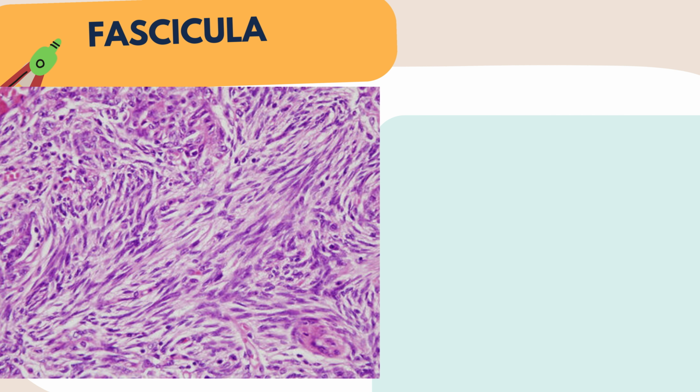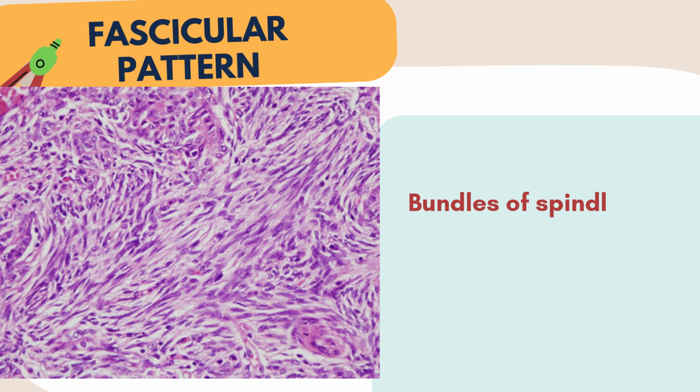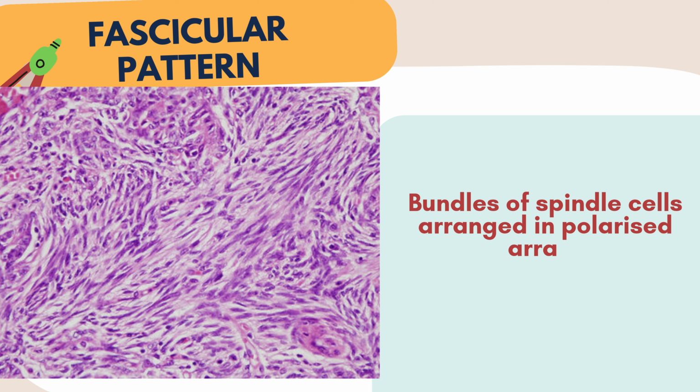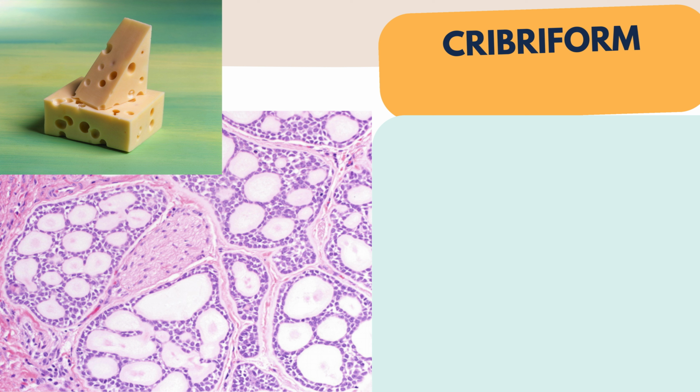Next pattern is fascicular pattern, where tumor cells are arranged in polarized arrays. Most commonly seen in leiomyoma. Streaming in parallel like flowing bundles of fiber, the fascicular pattern gives tumor a sleek, spindle cell architecture. The pathological contents is vast.